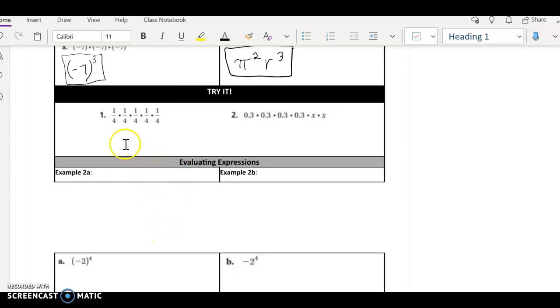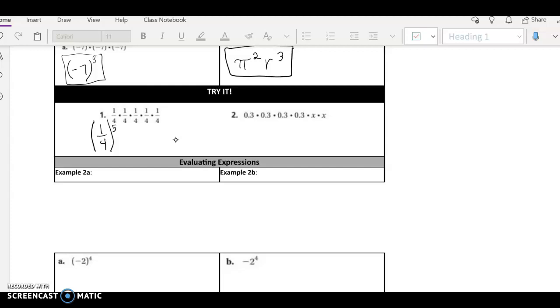All right, so we have 1/4 being multiplied 1, 2, 3, 4, 5 times. So my answer is, in parentheses, 1/4, and then to the 5th. The reason we need parentheses is because we need to show that the whole 1/4 is what's being multiplied and not just the 1 is being multiplied 5 times. So we put it in parentheses to show that that whole thing is our base.